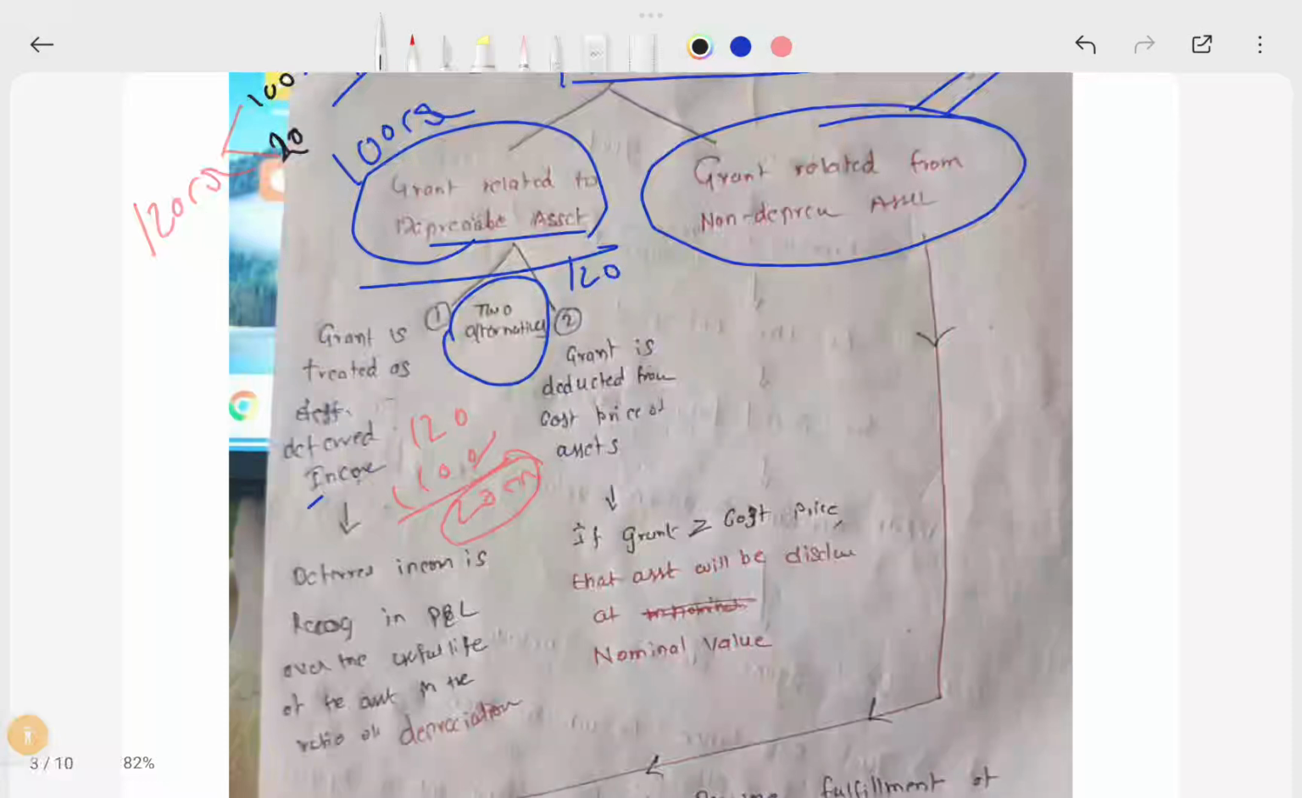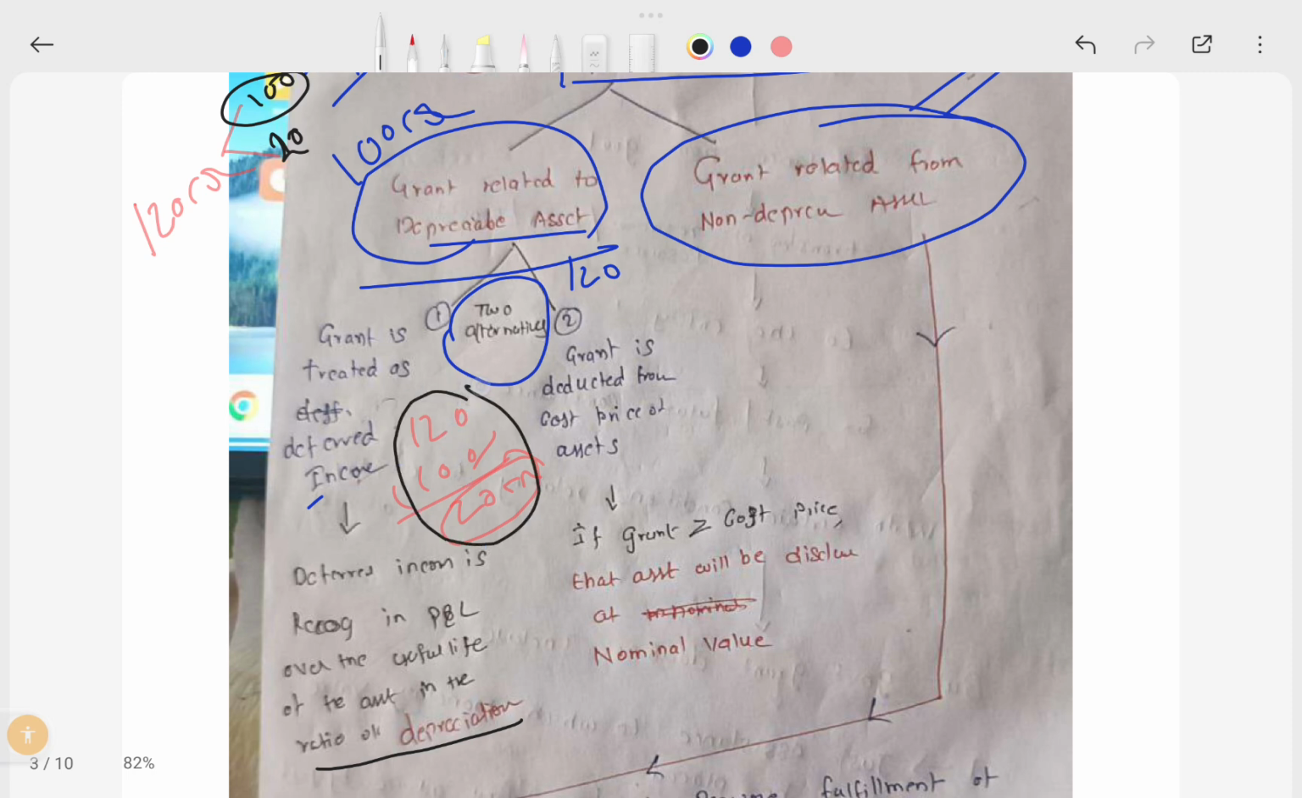There are two alternatives here. Either you show this 100 crores as a deferred revenue and recognize it in the P&L over the depreciable useful life of the asset, through its ratio of depreciation. Or, if the government grant is more than the cost price, you can reduce these 100 crores from the 120, disclose only 20 crores as an asset, and show depreciation for only 20 crores.